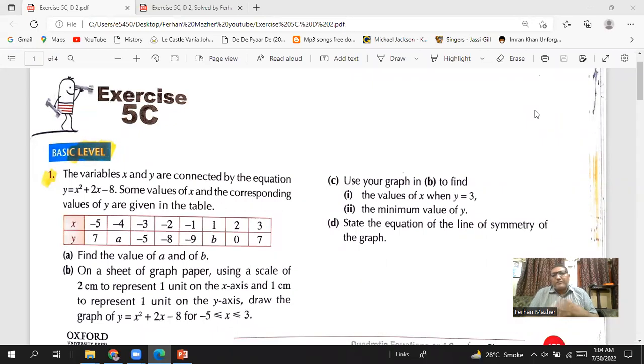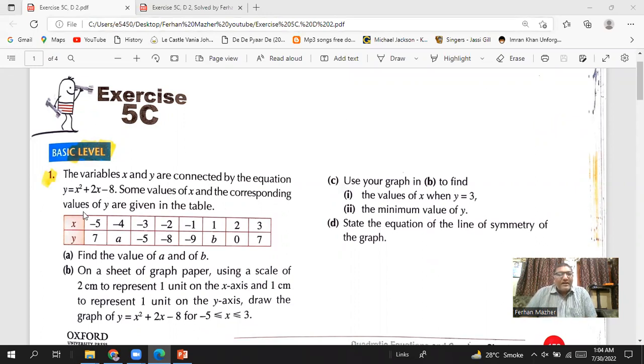Okay, so the exercise 5C, the question number 1 is showing up on your screen. He says the variables x and y are connected by the equation y equals x squared plus 2x minus 8. Some values of x and corresponding values of y are given in the table. So there are different values of x given here.